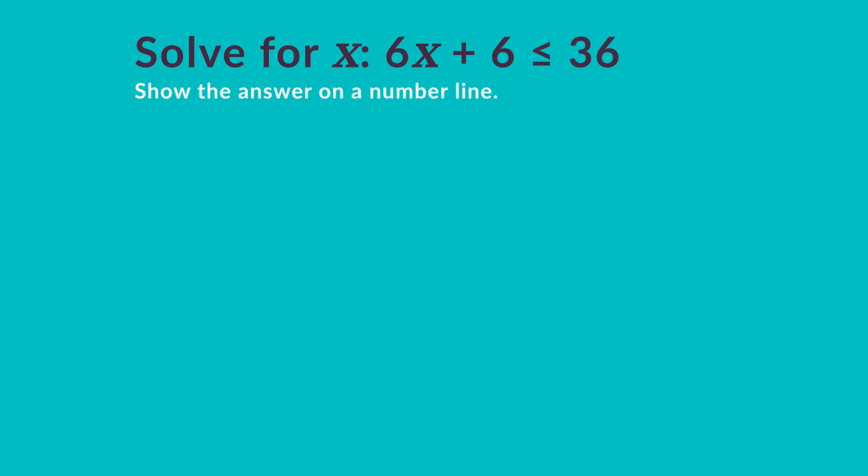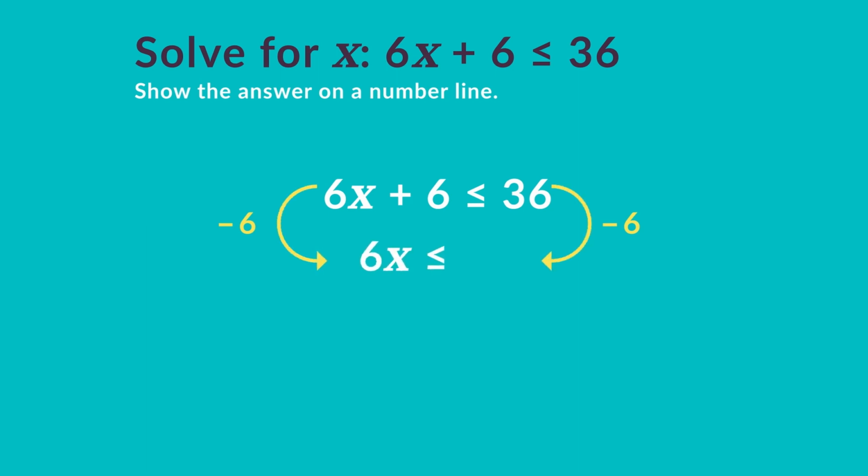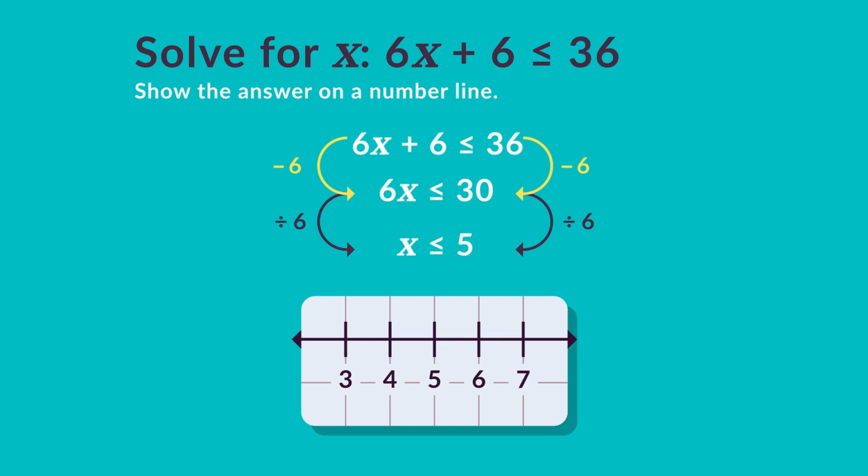Now let's solve for x in the inequality 6x plus 6 is less than or equal to 36. Then show the answer on a number line. After subtracting 6 from both sides of the inequality, we get 6x is less than or equal to 30. Next, we divide both sides by 6 and get x is less than or equal to 5. On the number line, this is shown by a solid dot over 5 with a line and arrowhead extending to the left of 5.